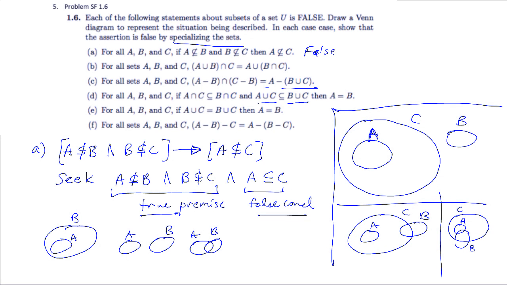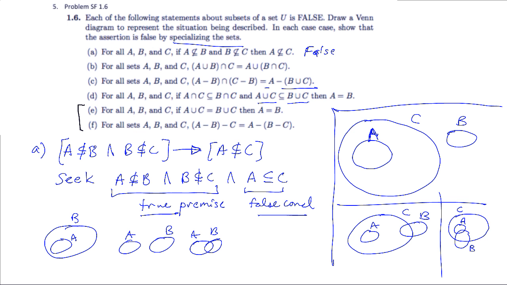Okay, I'm here continuing problem 5 on homework 3, and in this video I'm going to do parts E and F. Part E is an if-then statement and part F is an equality statement. For part E, I'm going to draw a diagram that makes the premise true but the conclusion false. And in part F, I'm just going to draw general situations of A, B, and C and show you that the left-hand side doesn't equal the right-hand side.